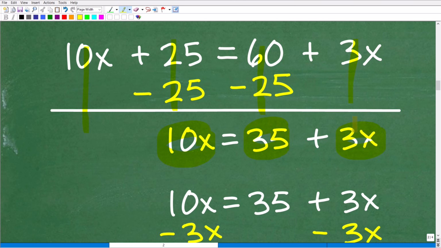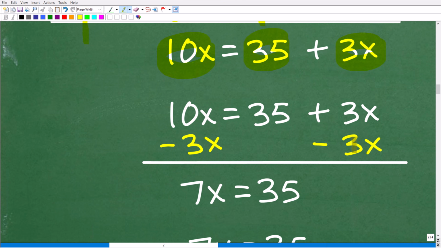3x plus nothing is 3x. Now we're going to move all the variable terms to the left-hand side. So I'm going to subtract 3x from both sides of the equation, just like this. 10x minus 3x is positive 7x. 35 plus nothing is a positive 35. And then the 3x's here go away.